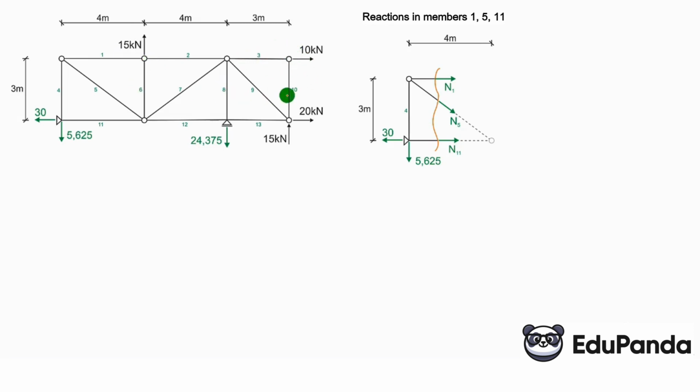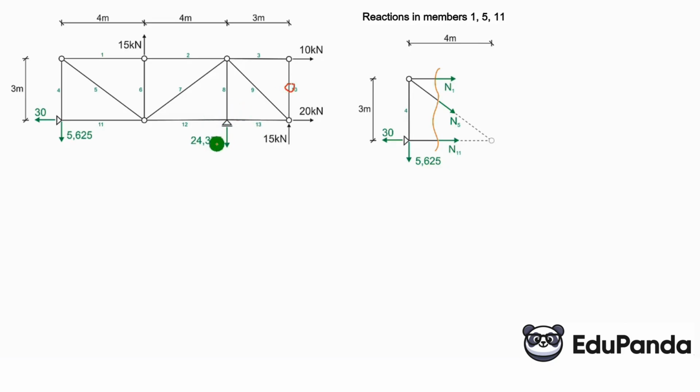Bars 3 and 10 converge here, and we have a force of 10 pushing to the right. So if we were to cut this node and do the sum of projections on the y-axis, N3 only enters the sum of projections on the x-axis. The force of 10 does too, and it would come out that N10 equals 0. So this is a zero bar. Well, good. Here there are no more zero bars.